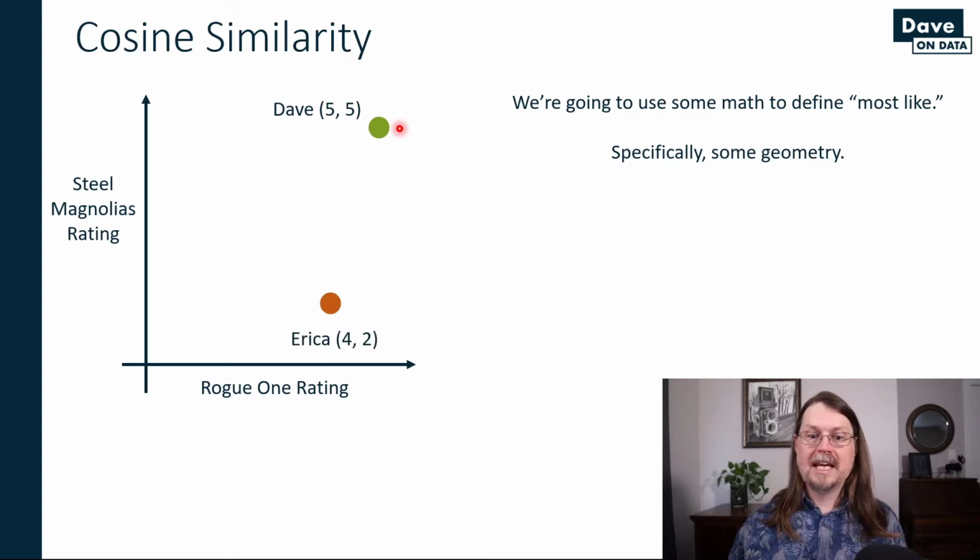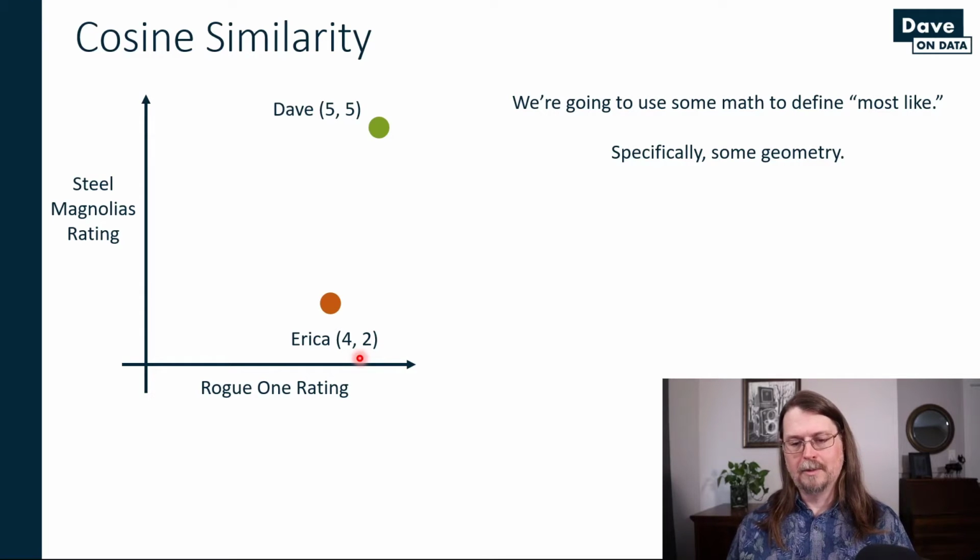So for example, we can take Erica. Now, Erica likes Rogue One pretty well. She ranked it a 4, which is quite high. So she's a big fan, relatively speaking, of Rogue One. However, for some inexplicable reason, she's not such a big fan of Steel Magnolias, which is hard to believe. It is an awesome rom-com kind of movie.